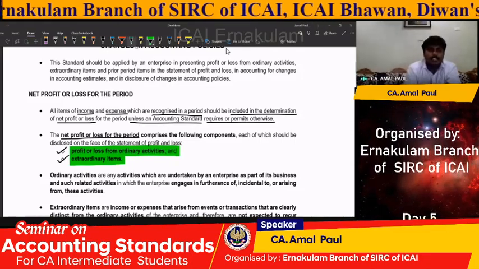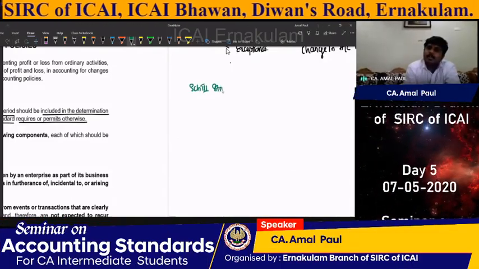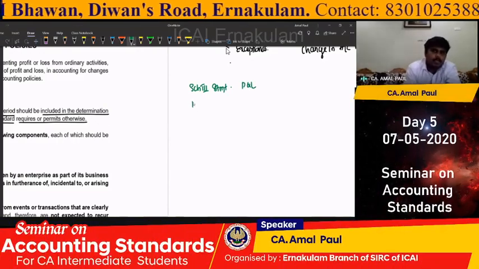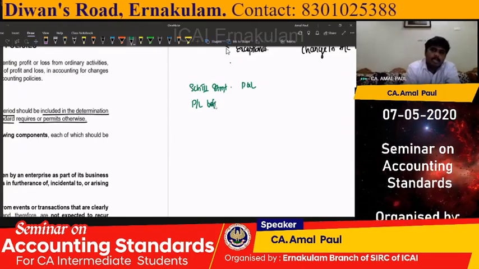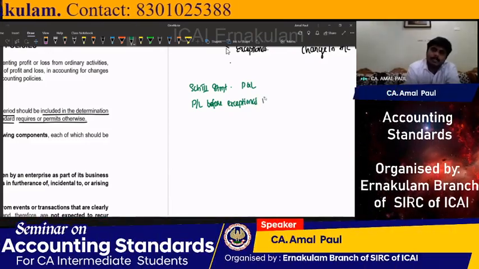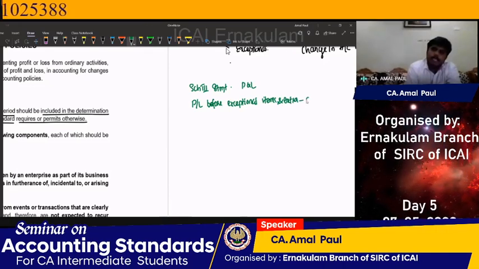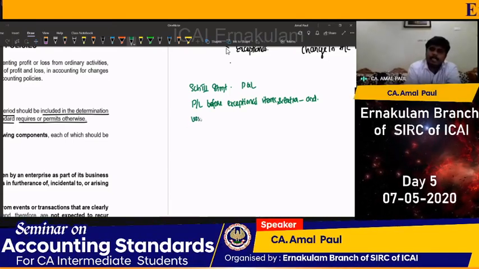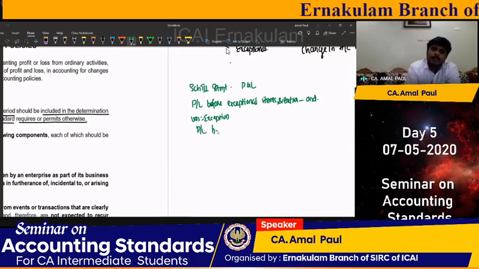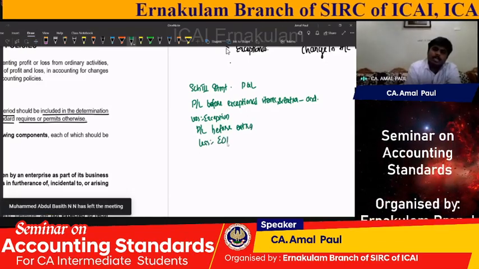That is why if you check your Schedule 3 statement of P&L format, you have profit or loss before exceptional items and extraordinary items. Then you reduce exceptional items, then you arrive at profit or loss before extraordinary items. Then you reduce extraordinary item.